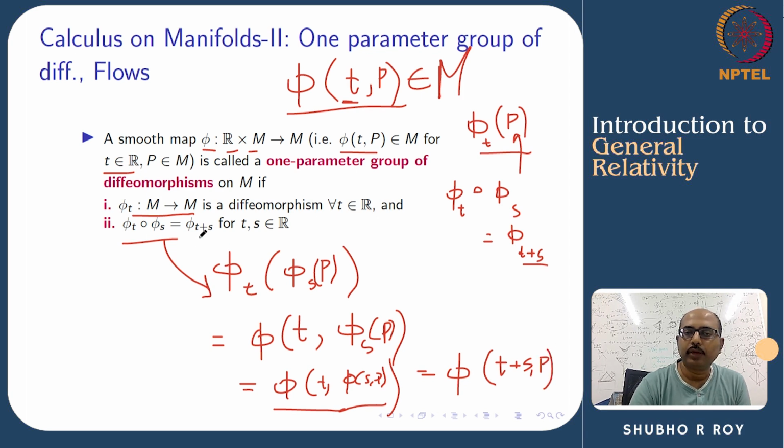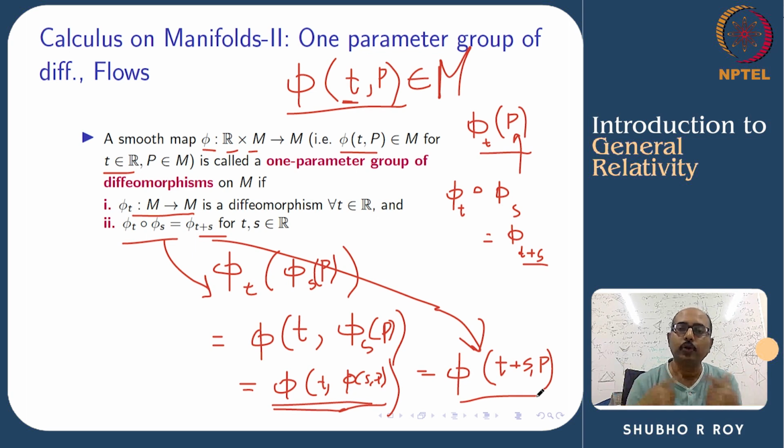So this is the right hand side. I'm writing in full gory detail. So the left hand side is this, and the right hand side is that. If these two turn out to be the same, only then does this map phi qualify to be called a one parameter group of diffeomorphisms. Of course, as I said, it's a commutative or abelian group.